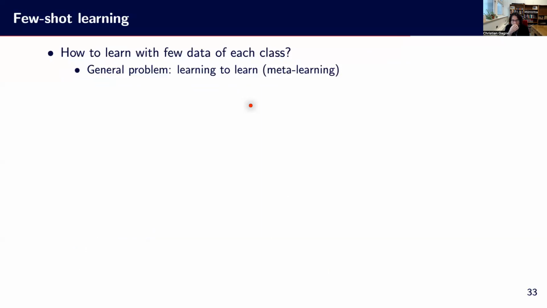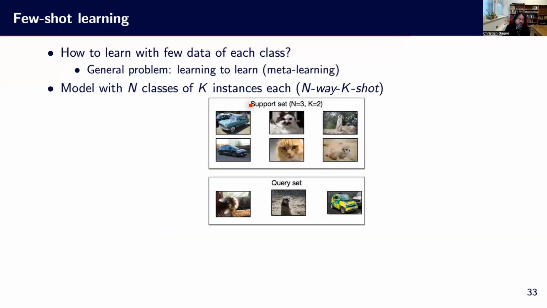With few shot, we rather ask: how can we learn? Can we learn to learn? I mean, can we learn a way to be effective at processing new concepts with really few instances, really little data? This is the problem we are looking at with few shot learning.